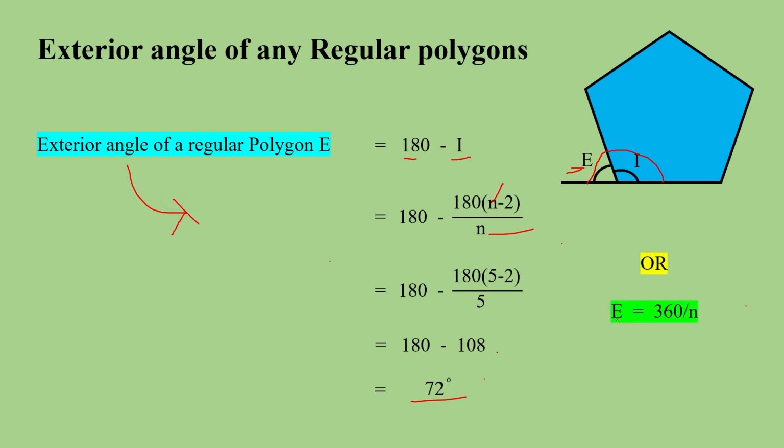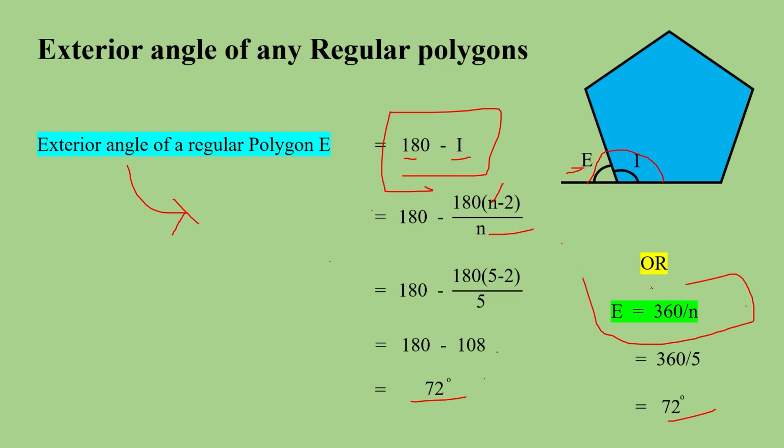E shows the exterior angle of any regular polygon, which is 360 upon n, where n is the number of sides of the polygon. So if we put 5 in place of n, we get 72 degrees. So the exterior angle of any regular polygon we can calculate by using two methods. One is this method, and another is this method. By using these two methods, we can calculate the exterior angle of any regular polygon.